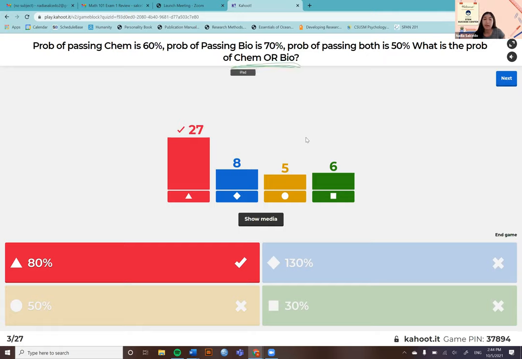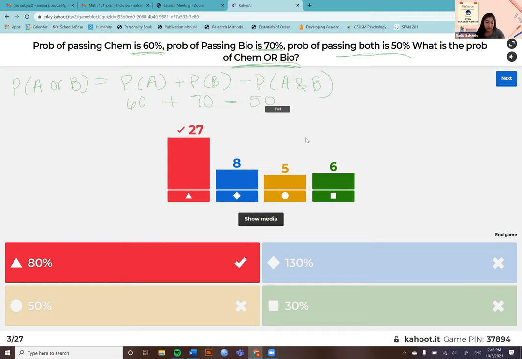When we see chem or bio, we know that we're going to have to use the disjunction formula, which is: probability of A or B equals probability of A plus probability of B minus probability of A and B. In this case, our event A would be the 60% for chem, and the 70% for bio would be our event B. Then we're going to subtract the passing both, which would be 50%.